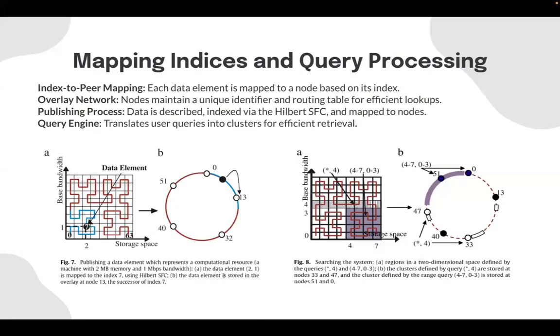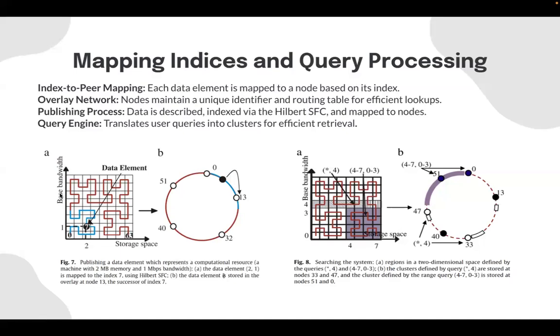Now let's discuss how Squid maps data indices to network nodes and processes user queries efficiently. In Squid, data elements are first indexed using the Hilbert curve, creating a one-dimensional index. Each node in the network has a unique identifier within a circular identifier space, as seen in other DHT systems like Chord. And when a data element is added to Squid, its index is mapped to the first node with an identifier equal to or larger than this index, and this node is called the successor of the index, the same idea as we also saw in Chord.